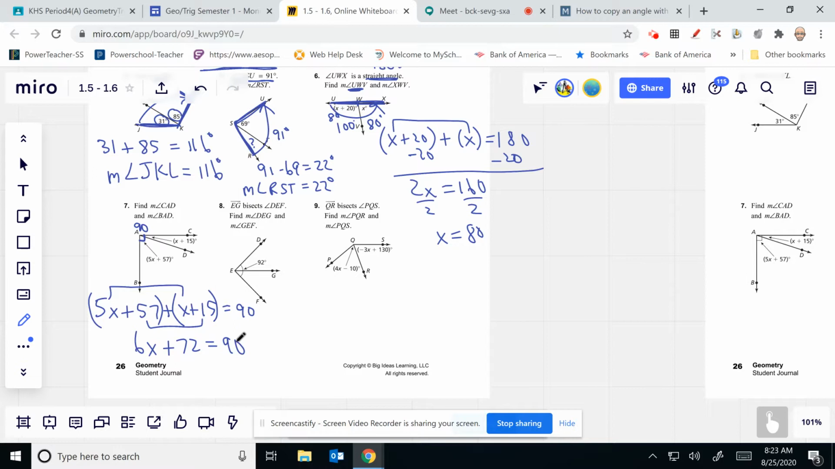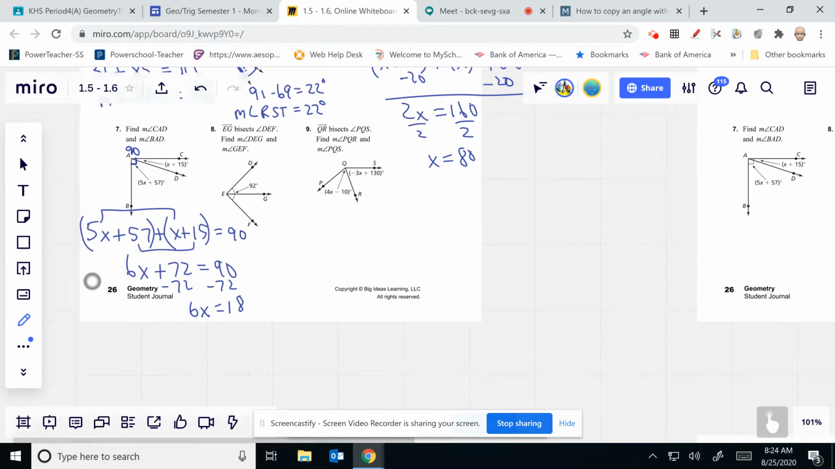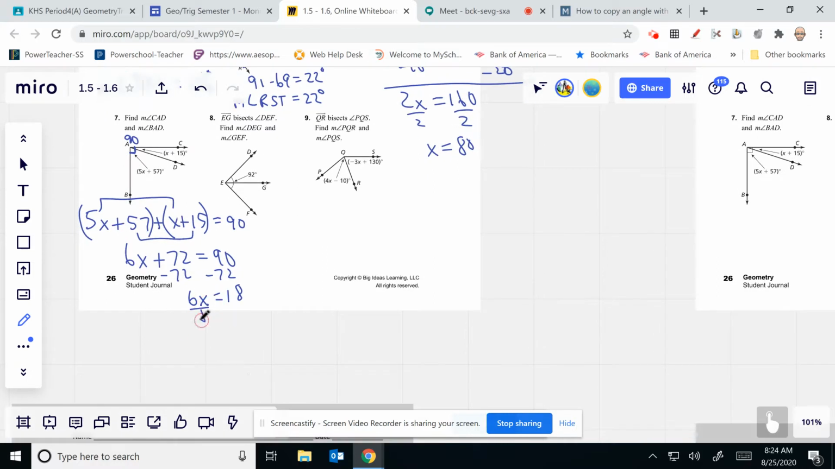15 and 57 is 72. And then if I subtract 72 on both sides, I get 6x equals 18. If I divide by 6 on both sides, I get x is 3. So 3 is my x.